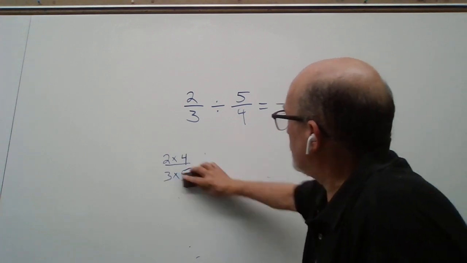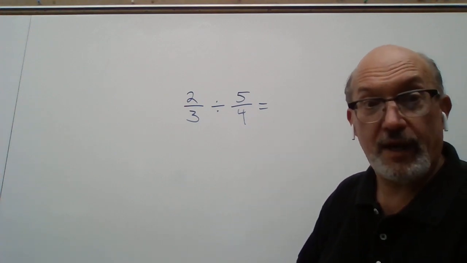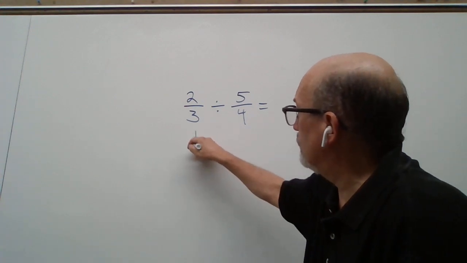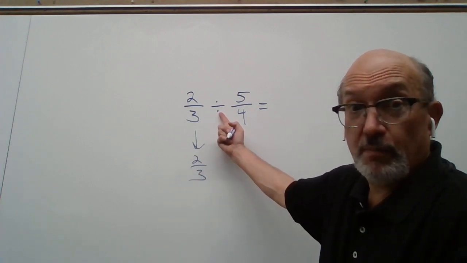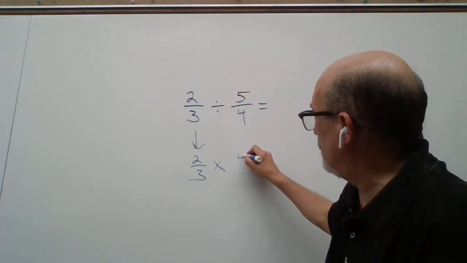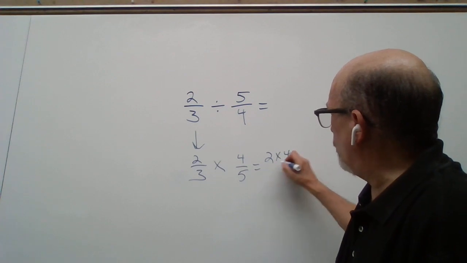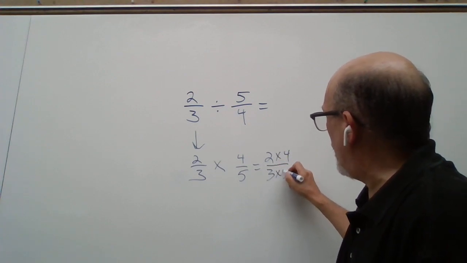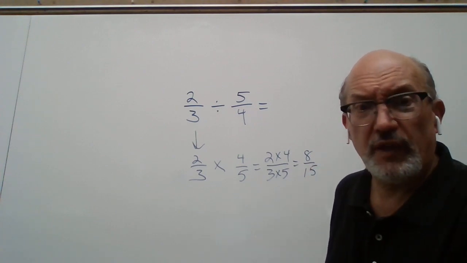Now, let's look at keep, change, flip. All right? To divide two fractions, keep the first one, change to a multiplication, then flip that second fraction, and we get 2 times 4 over 3 times 5, or 8 over 15. 8 over 15 is the quotient.